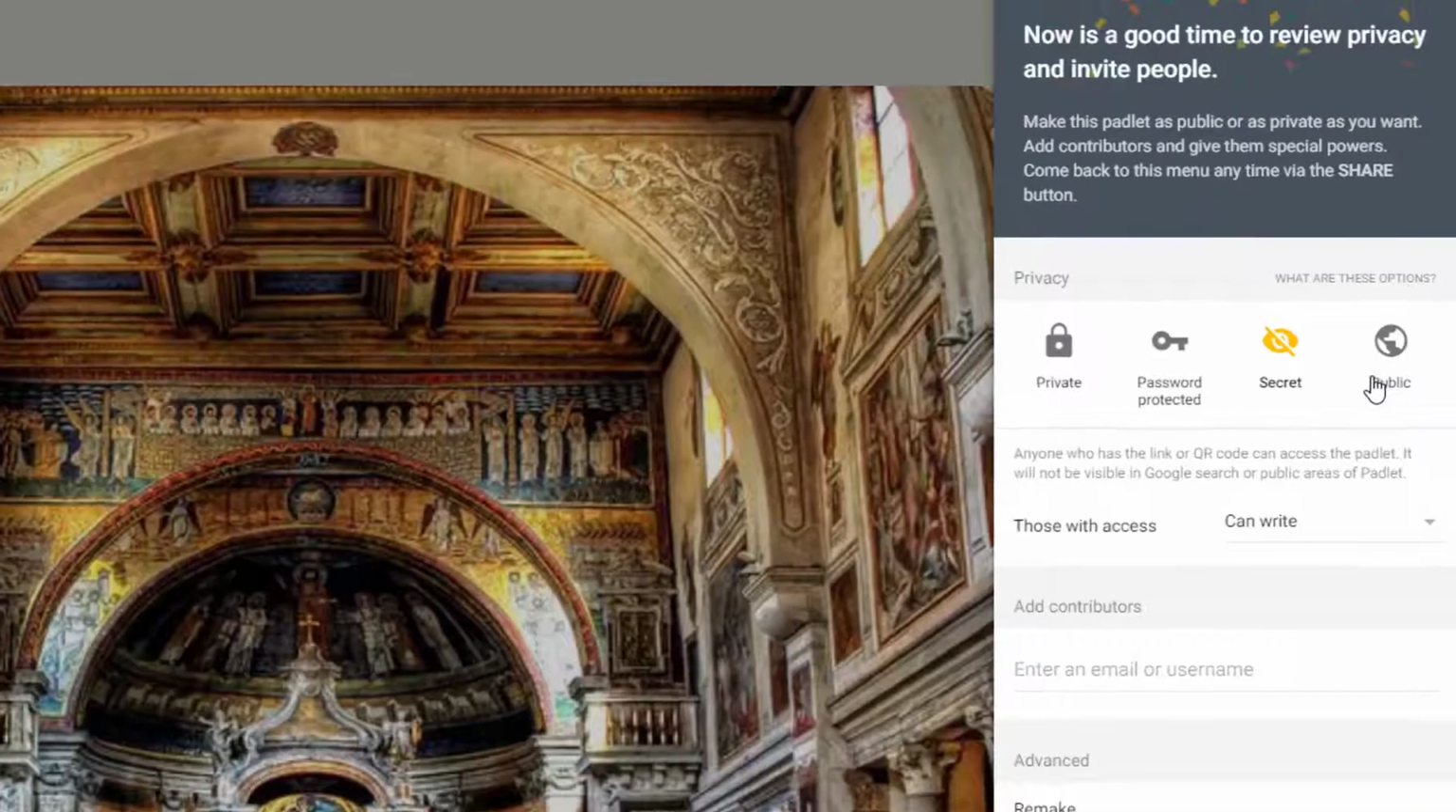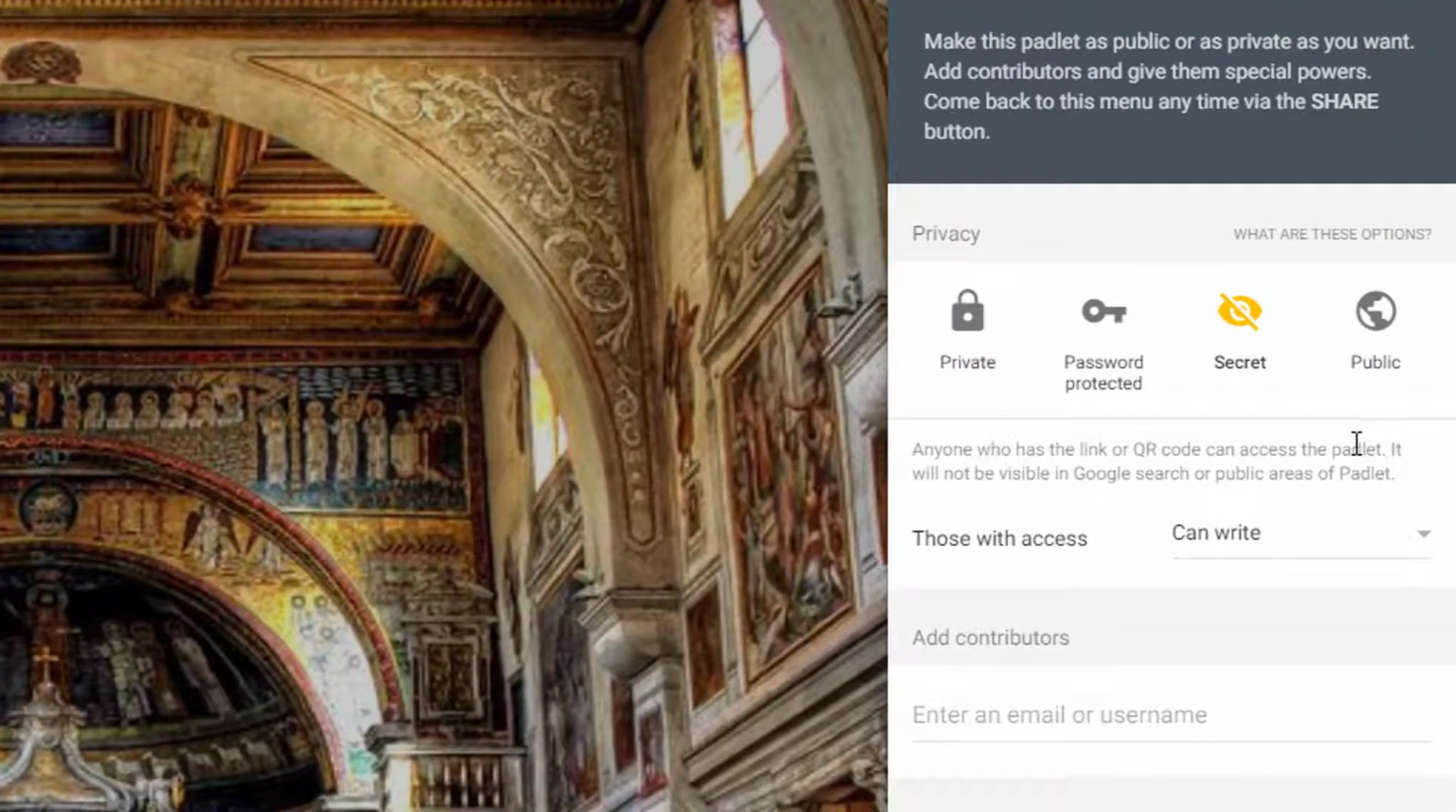We'll go next. And now we have privacy settings. We can make the Padlet public so anyone can get in and post. We can make it secret, which means that anyone can get in if they know the URL. You can also make it password protected or make it private, meaning only people you invite can get in. It's up to you. My personal opinion is that secret is fine for most purposes. If you want stronger protection, you can use password protection, but again, it's entirely up to you.